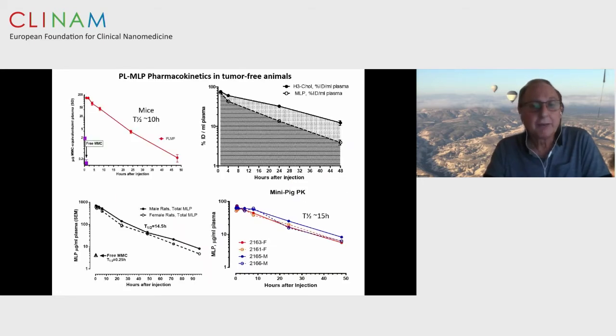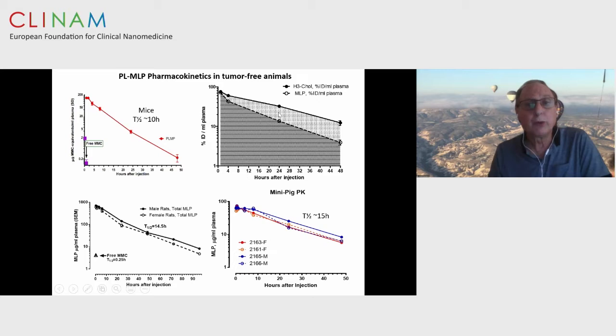Pharmacokinetically speaking, we have shown that this is true across many species that we have, in mice, in rats, in mini pigs. We have a long circulating time, and if we compare the carrier, and that is an interesting question, do we have regulatory-wise to ask for drug developers of nanomedicines to perform pharmacokinetics of the carrier as well as of the active ingredient? Well, in the case we do both, we see that there is some discrepancy.